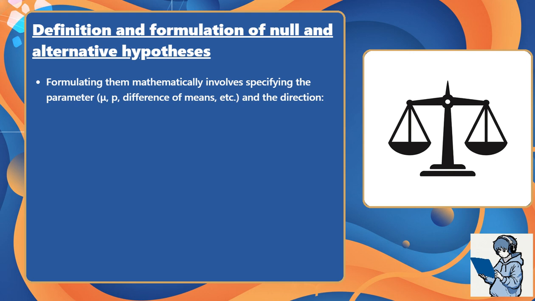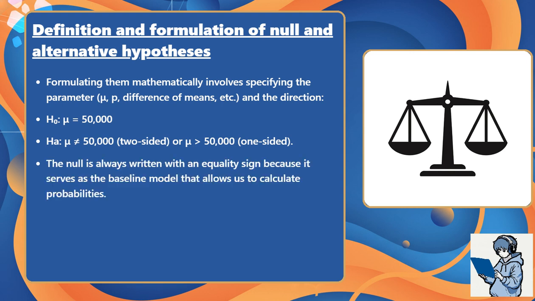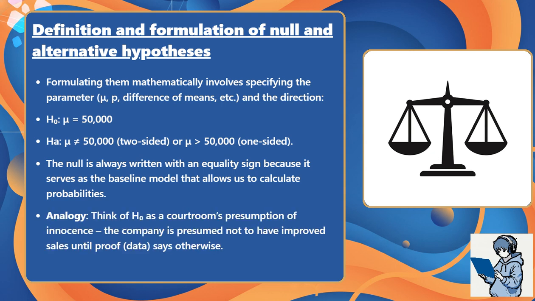Formulating them mathematically involves specifying the parameter (mu, p, difference of means, etc.) and the direction. H0: mu equals 50,000. Ha: mu does not equal 50,000, two-sided, or mu greater than 50,000, one-sided. The null is always written with an equality sign, because it serves as the baseline model that allows us to calculate probabilities. Analogy: think of H0 as a courtroom's presumption of innocence; the company is presumed not to have improved sales until proof data says otherwise.